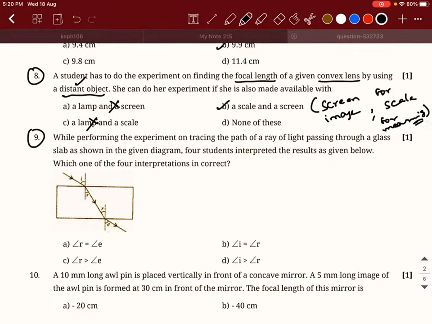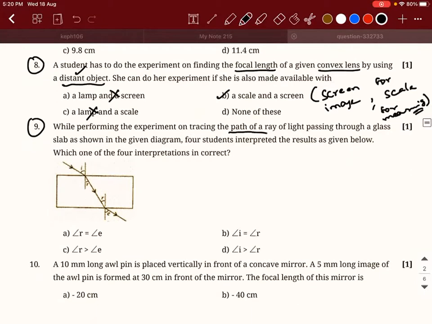While performing the experiment on tracing the path of a ray of light passing through a glass slab as shown in the given diagram, 4 students interpreted the results as given below. Which of the following interpretations is right? So here it is the glass slab. You guys know when rays are passed through a glass slab, what will happen? The ray will emerge out.